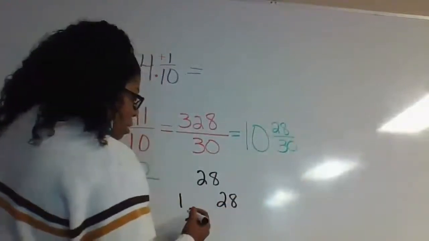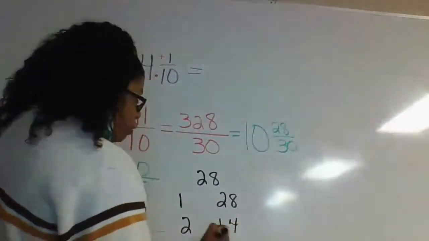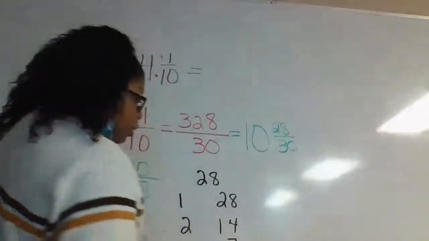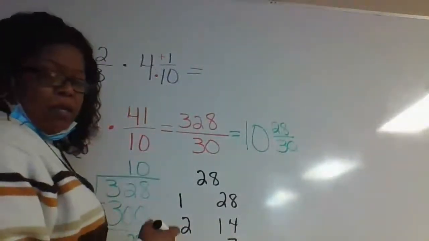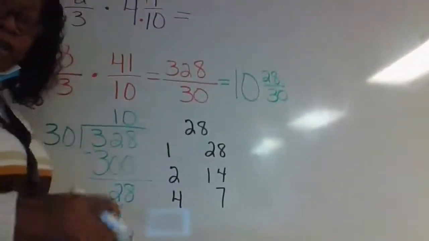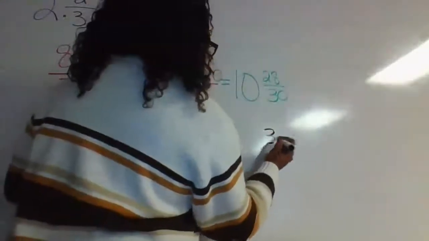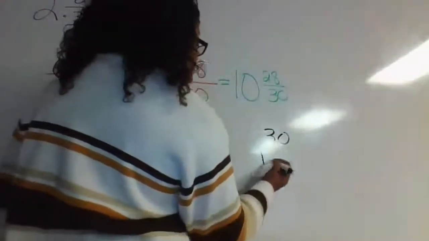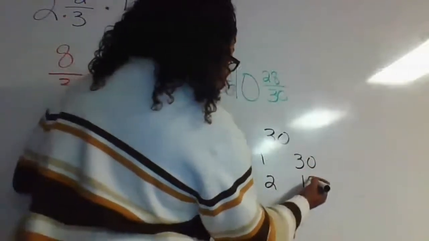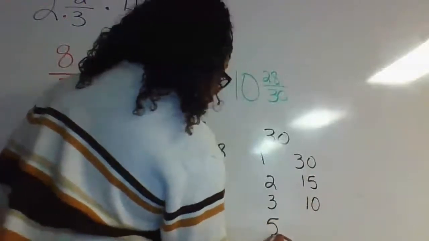And then 2 times 14 gives us 28. 3 times nothing gives us 28, but 4 times 7 gives us 28. And I'm going to go on and cheat and let you know that that's it. There's no more factors for 28. All right? And then if we look at the number 30, the factors of 30 are 1 and 30, 2 and 15, 3 and 10, then you have 5 and 6.